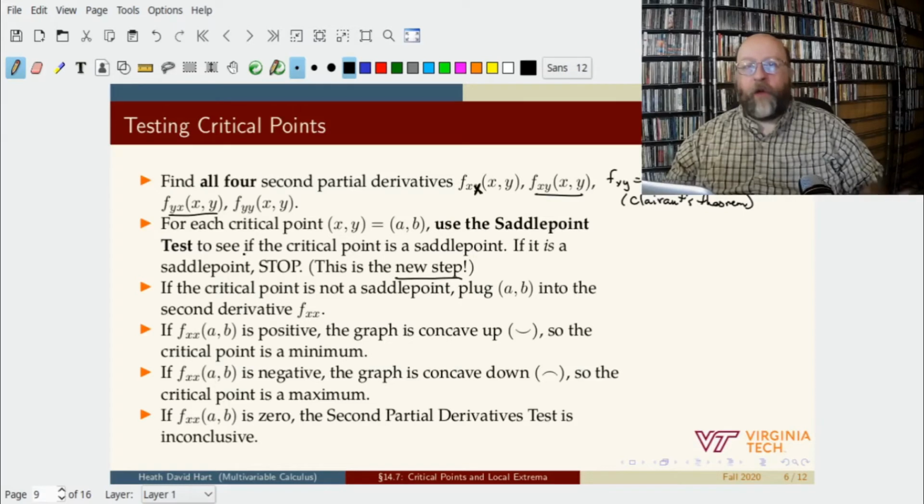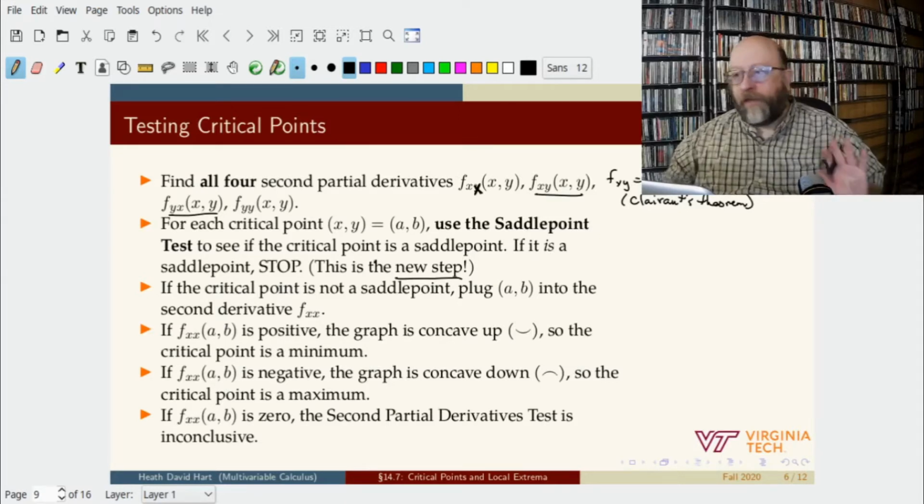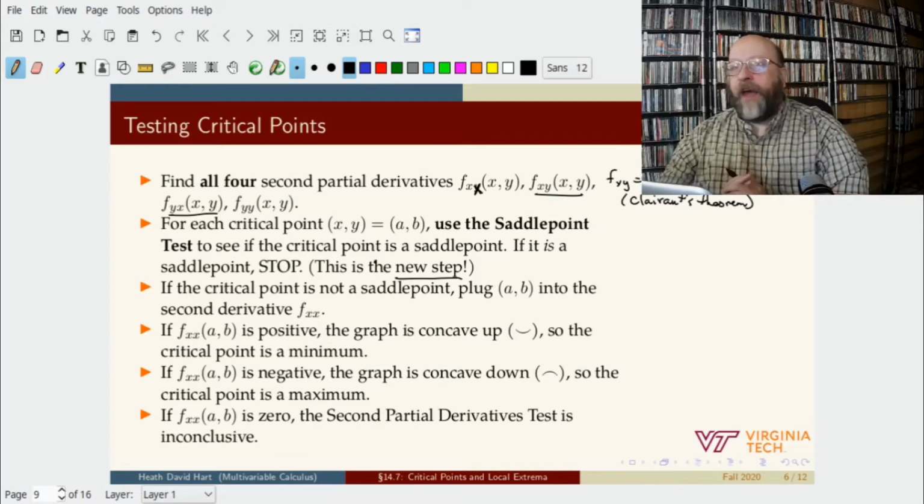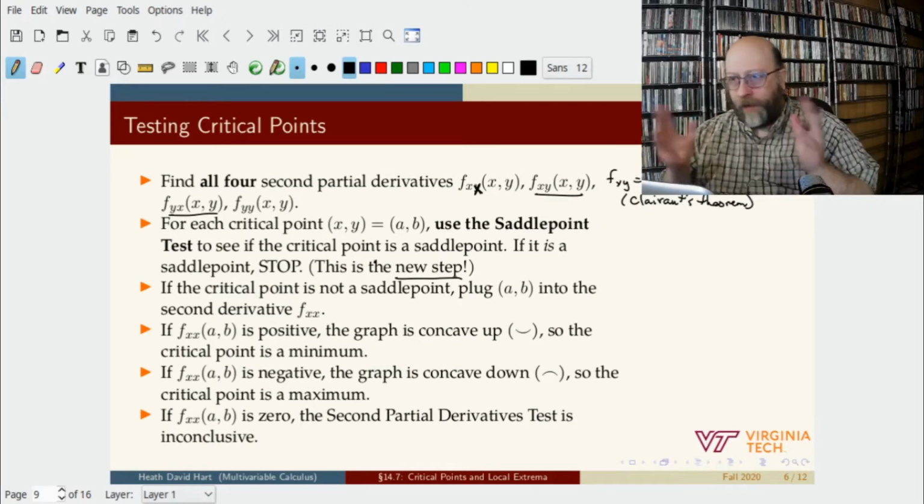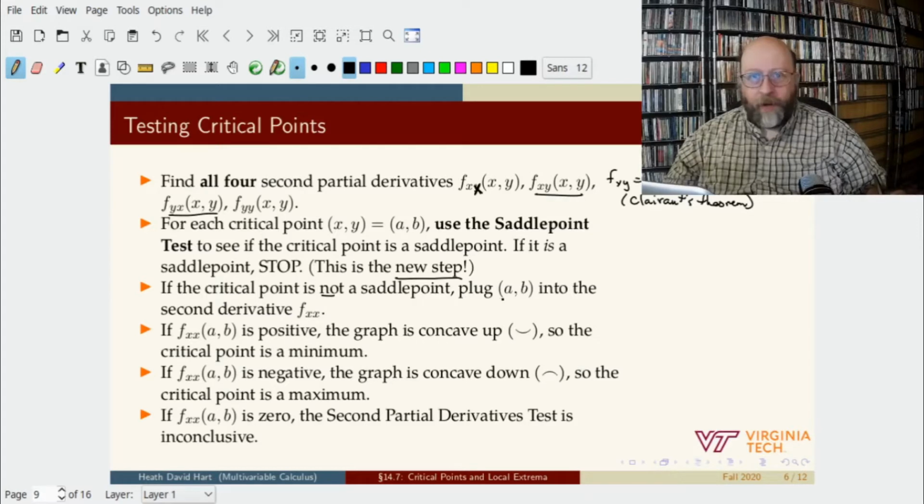This is the new step. We're going to use what's called the saddle point test, and I'll show you the saddle point test in a moment, to test to see if the critical point is a saddle point. If it is a saddle point, we're going to just stop right here. Because if it's a saddle point, it's not a maximum, it's not a minimum. It's a maximum only in one direction, and it's a minimum but only in one direction. But it's not a maximum in all directions, and it's not a minimum in all directions. If the critical point is not a saddle point, then we're going to test the second derivative, fxx. That's this first one that we found here, the one that I typoed.